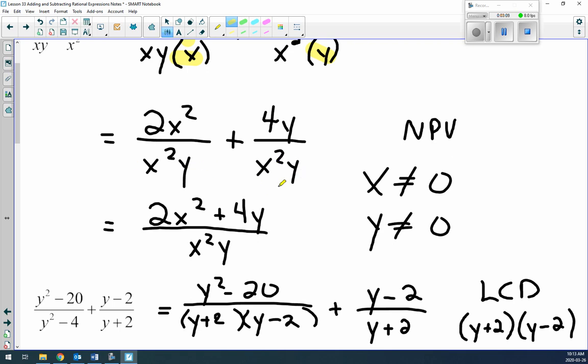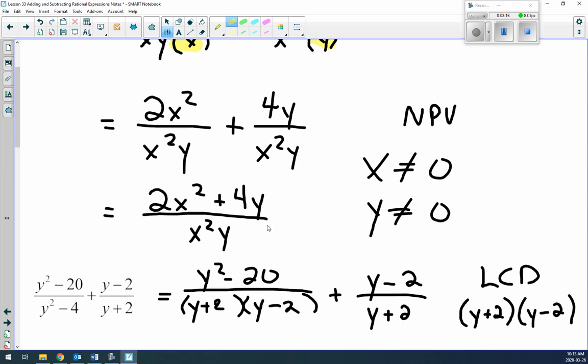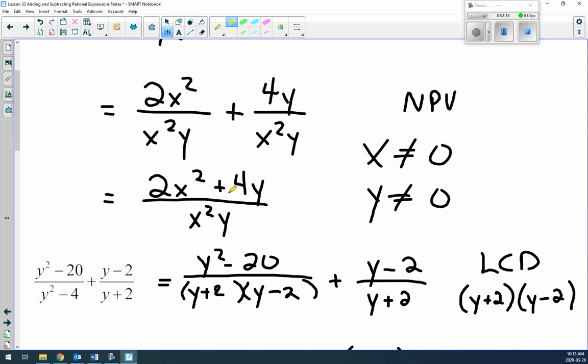Now, do we have common denominators? Yes, we do. So we can take the numerators and just add them together. So we end up with 2x squared plus 4y. You could, in this case, take out a 2 as a GCF if you wanted to, but it's not going to help you, because you can't reduce the x squared y on the top and the bottom because they're separated by an addition. So we just go on to doing NPVs.